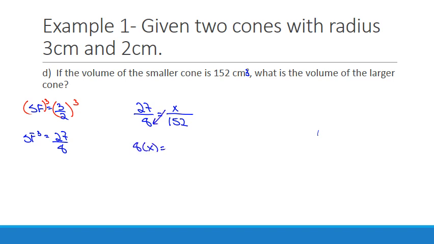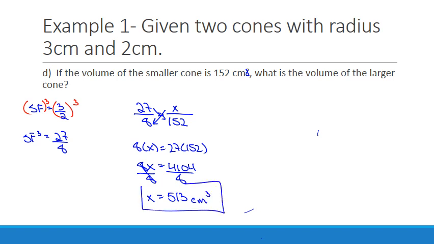So 8 times x equals 27 times 152, so 8x equals 4,104. Divided by 8, x is equal to 513, and that would be centimeters cubed. So the volume of the larger cone is 513 centimeters cubed.